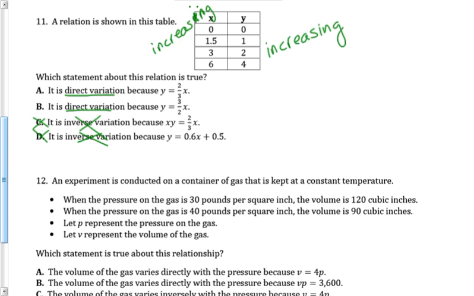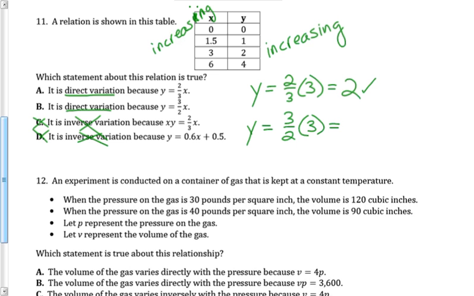So let's pick the point 3, which is x value of 3. So I do y equals 2/3 times 3. I get 2. That checks out. That's what I'm supposed to get. Let's check the other one just in case. Y equals 3/2 times 3. Well, that gives me 4.5. Not what I want to get. So that means that this is not the correct equation. So my answer choice would be A, because it's a direct variation, and y equals 2/3 x is the correct equation.